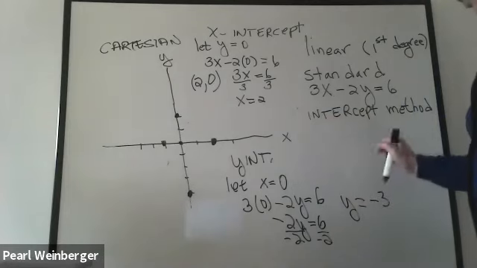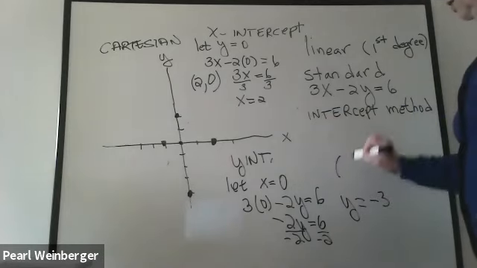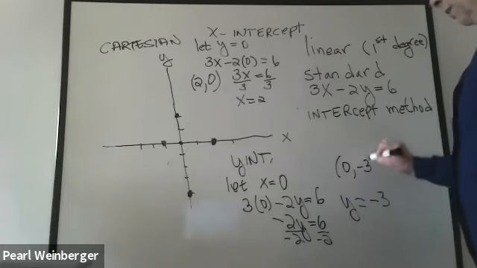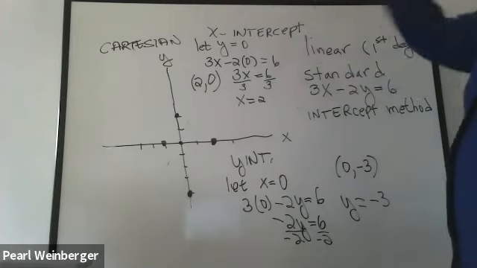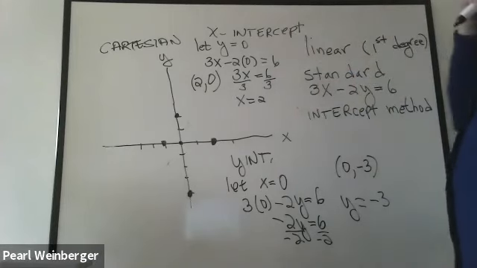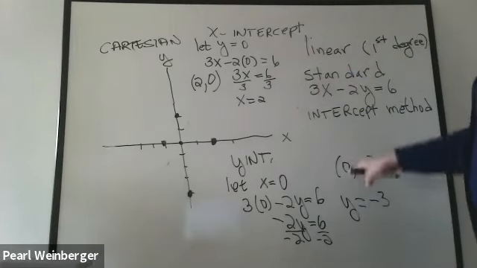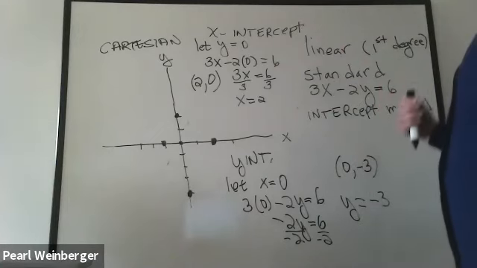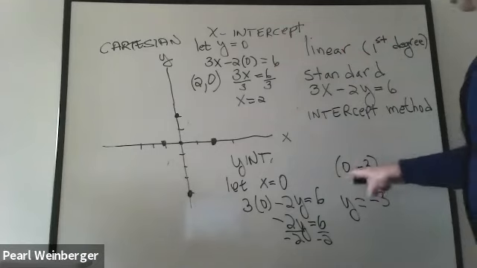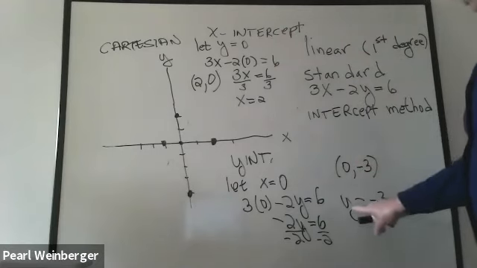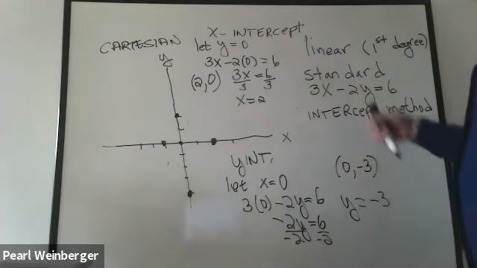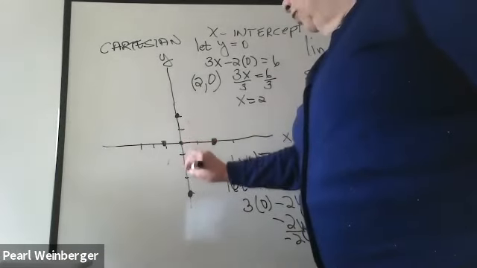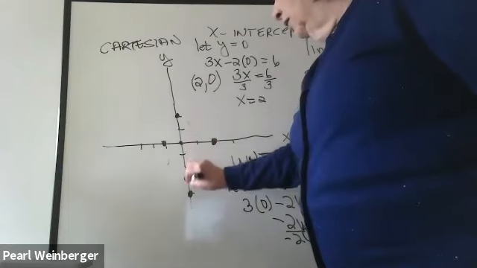Now, really, the correct way of writing that is to say the y-intercept is 0, negative 3. But just like with the x-intercept, we know the y has to be 0. With the y-intercept, we know the x has to be 0. So sometimes instead of saying the y-intercept is the point 0, negative 3, we just say the y-intercept is negative 3. That means on the graph, we have to go down 3 on the y-axis.